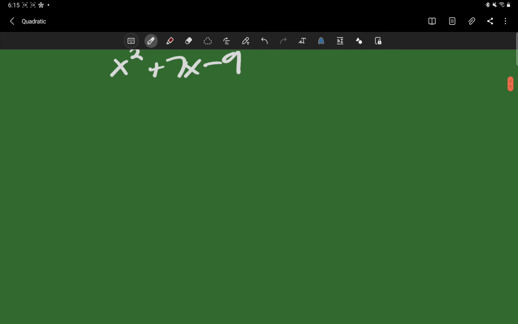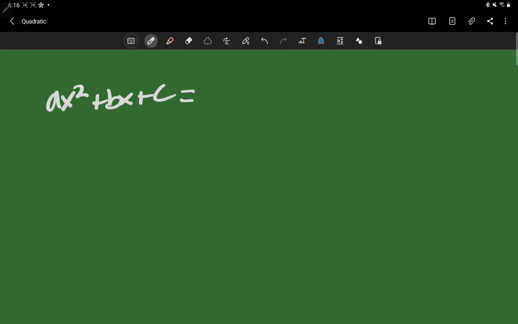So where this equation is useful is because it lets us do something that's kind of complicated and makes it very clean. It makes it easy to deal with. But now, where does it really come from? So I'm going to show you how we derive this formula from the original form that we were talking about. So ax squared plus bx plus c, and we set that equal to 0.